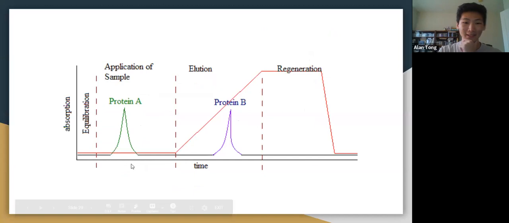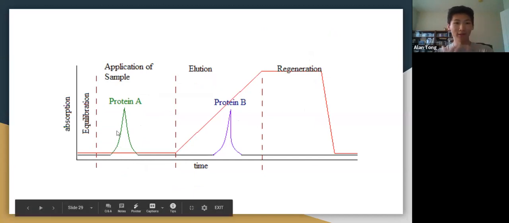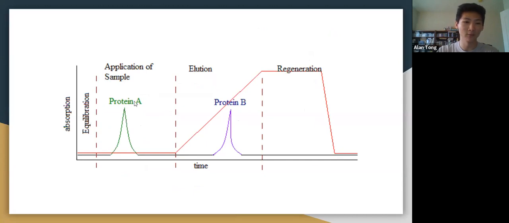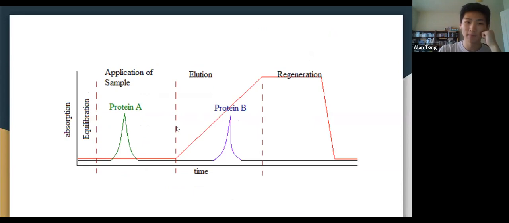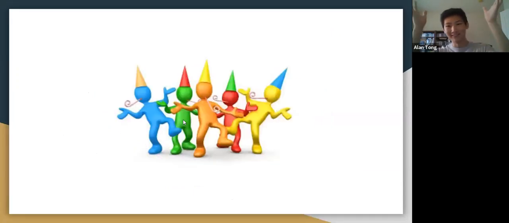And here's one more example of a chromatogram, right? You can see, oh, we apply our sample, something goes up. This is what we don't want. Then we elute the thing we do want, which is protein B. You can see these peaks which represent when that protein came out. And so, yep, then you celebrate because you got your protein. Yay.